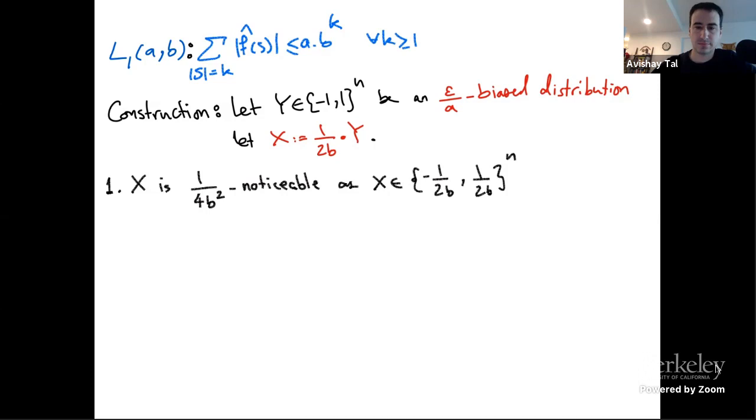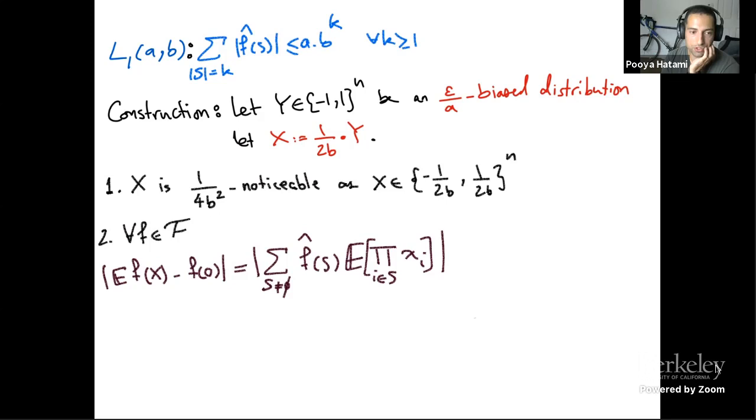So the first thing to notice is that this is a non-trivial fractional PRG because all of its coordinates are just either 1 over 2b or minus 1 over 2b. And this was exactly the kind of special p-noticeable FPRG that we discussed. So each of its coordinates will have variance exactly 1 over 4b squared. So all that's left is to show that this distribution fools all functions in the class, right? So any function f in the class of tests is fooled by this distribution. And we will do this by Fourier analysis.